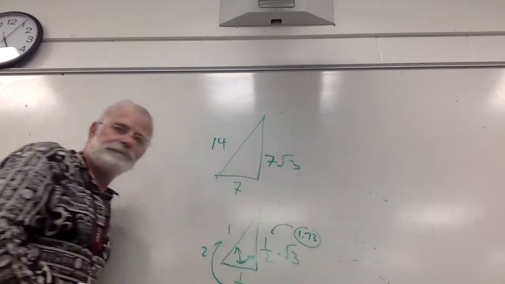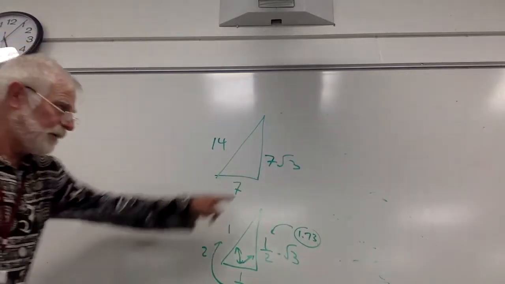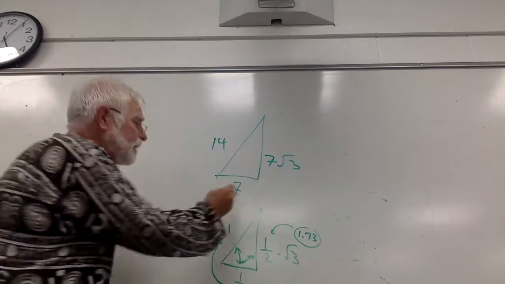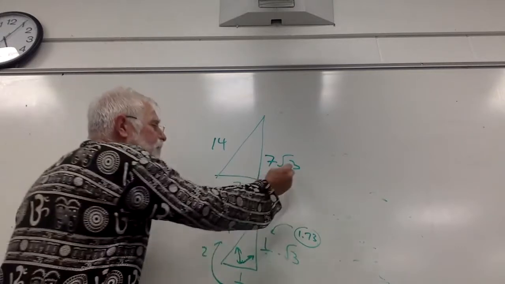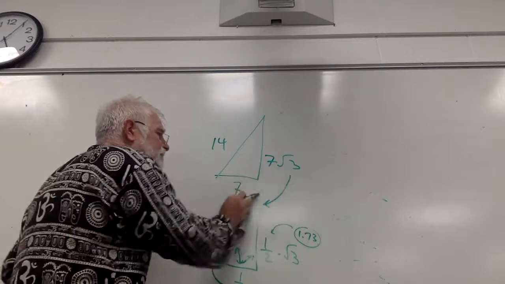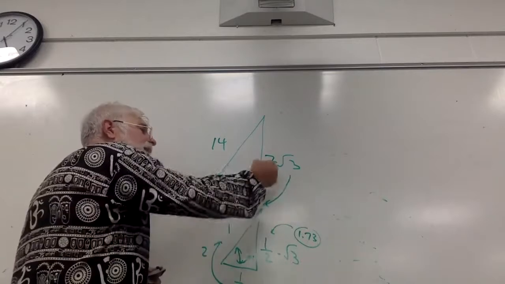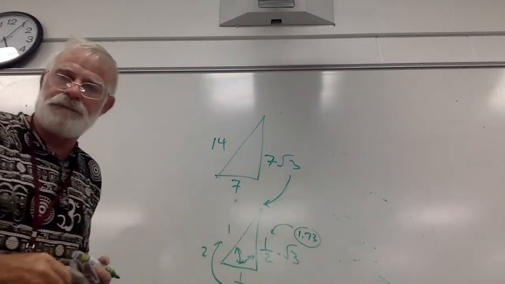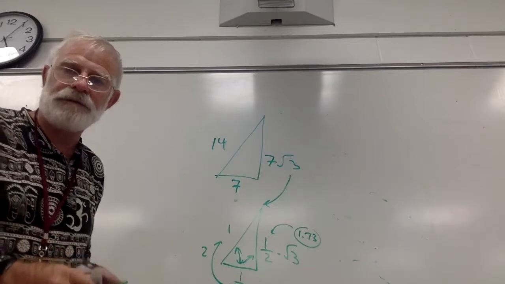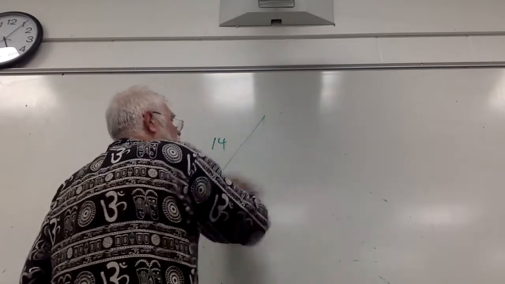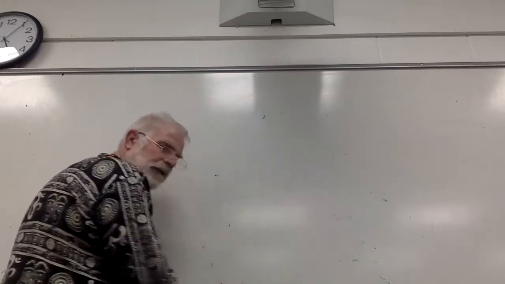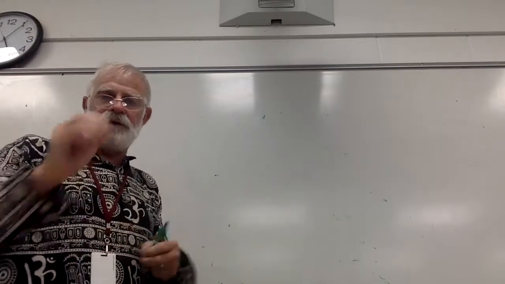7 root 3. If you did Pythagorean theorem, that would be 7 root 3. So how do you get from the smallest to the middle? Multiply by root 3. How would you get from the middle back to the smallest? How would I go from there back? Divide by root 3. Big SAT question, often asked. Maybe not quite like that, but generally speaking, the study of trigonometry is every right triangle's got a particular ratio of this to that.